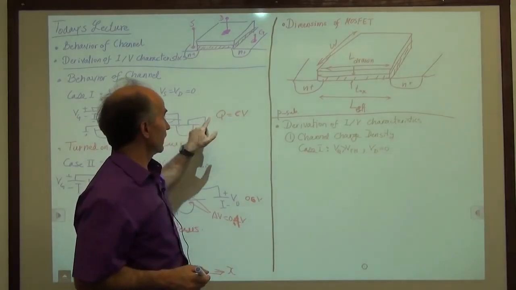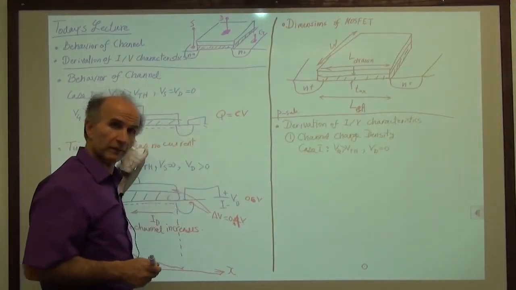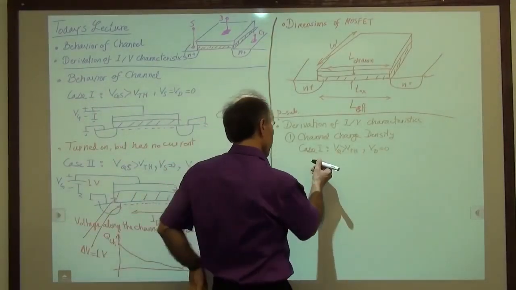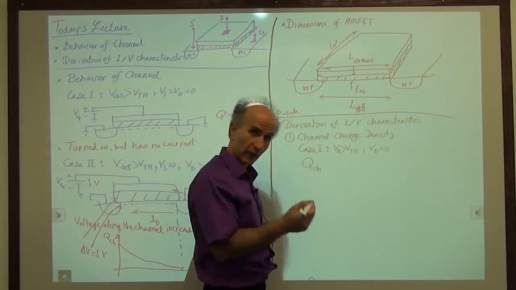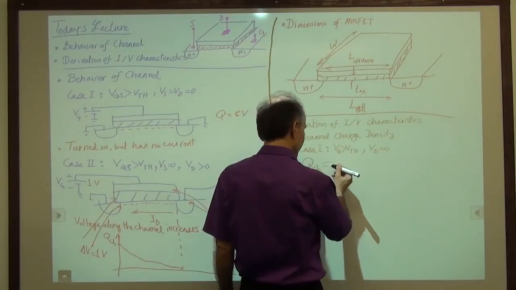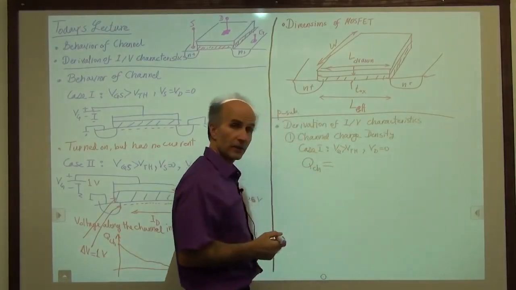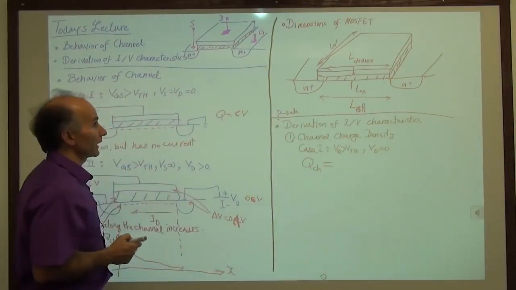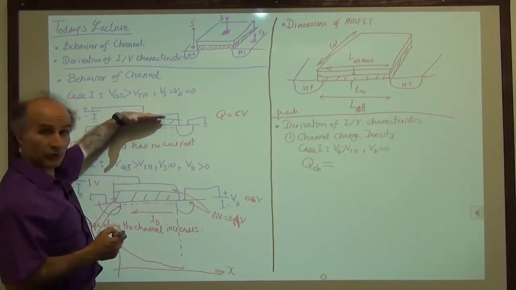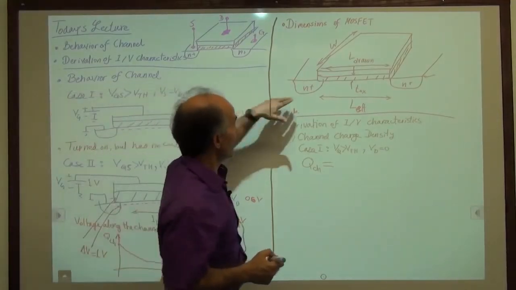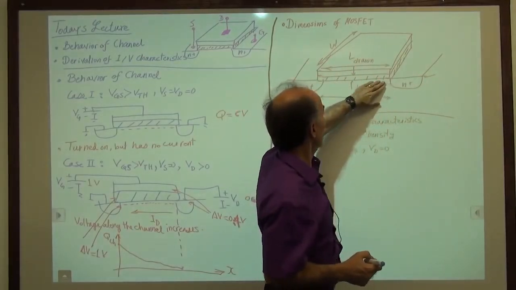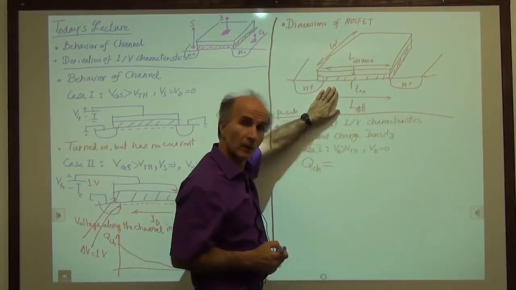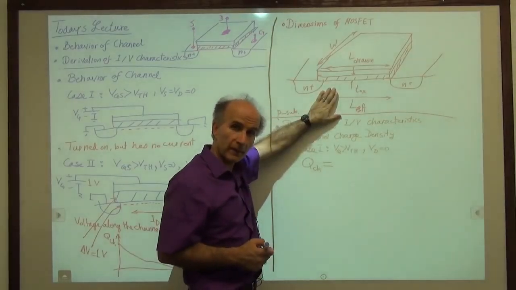I would like to write an equation for the charge in the channel. So here's what I will do. I'll say Q of the channel, meaning the electrons that we have in the channel, is equal to C. How much is C? C is the capacitance of the structure here, right? The capacitance between this plate, the gate plate, and all of this here.